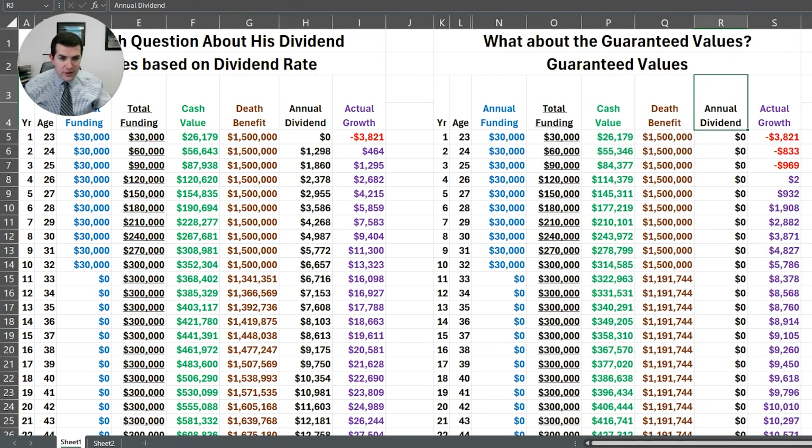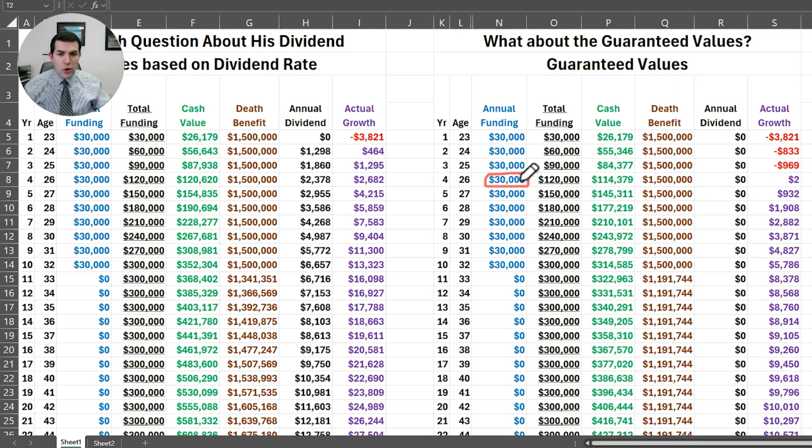Here's the exact same thing. The difference is the dividend reads 0 because based on the guarantees, we get 0 dividends forever. That's why. When we look at the actual growth, what do you notice here? First 3 years, it's negative. After that, it's positive. What this means is I'm getting my payment back and some on top of it.